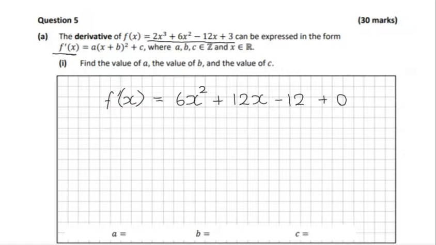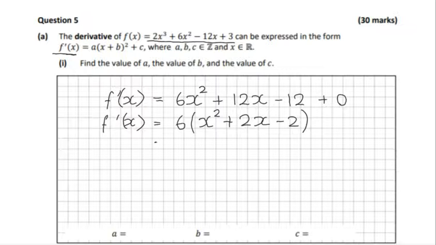Now we need to complete the square. So to complete the square, we require x squared. So we need to factor out the coefficient of x squared. So divide out by 6 of each term and we will get x squared plus 2x minus 2 inside.